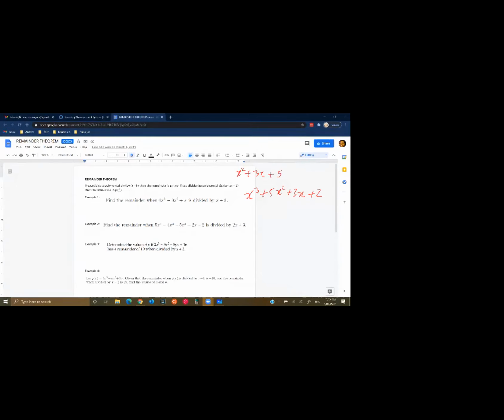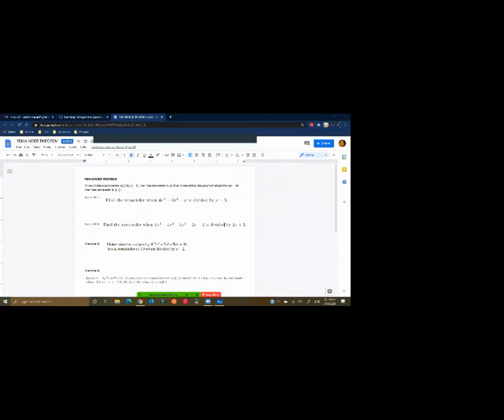Now, if you have a polynomial and you divide it by a linear term, so x minus h, like that one, then the remainder is p of h. What that means is, whatever I substitute into the polynomial, the h into the polynomial, whatever I get is going to be the remainder.